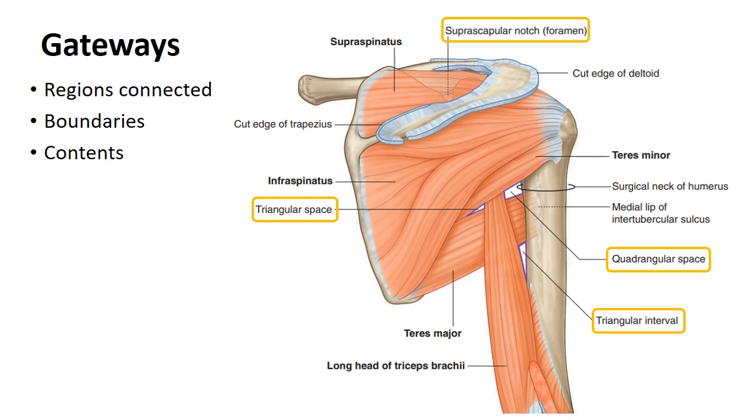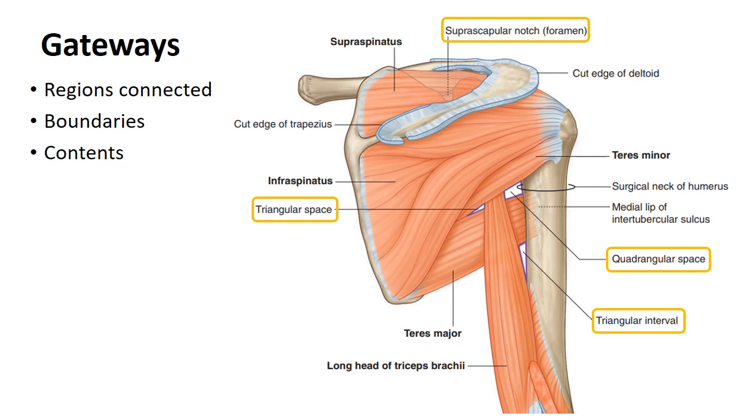The quadrangular space, the third space, has 4 boundaries. Medially, the long head of triceps, or its lateral border if we are specific. Inferiorly, the upper border of the teres major muscle. Laterally, the humerus, specifically the surgical neck of the humerus. Superiorly, the inferior border of the teres minor. Here the quadrangular space is completed.